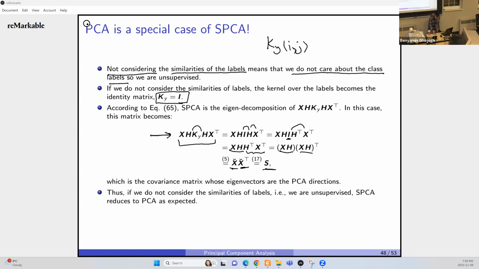So what was the solution of the new algorithm? It was the eigenvectors of this. What is the solution of PCA, unsupervised PCA? The eigenvectors of the covariance matrix. We just proved that when you set the kernel over Y labels to identity matrix, the solution reduces to the solution of unsupervised PCA. As a result, when we have KY, this becomes supervised PCA. Interesting. Very beautiful. Right?